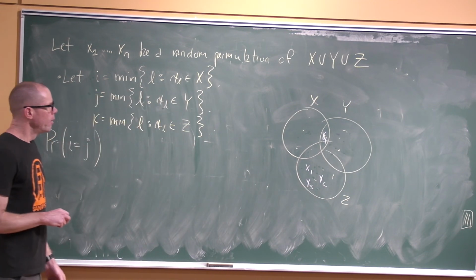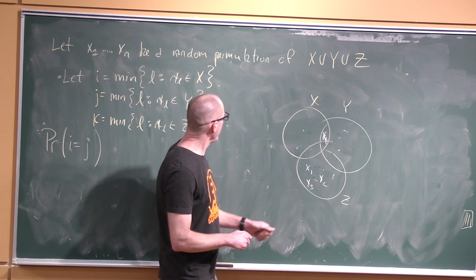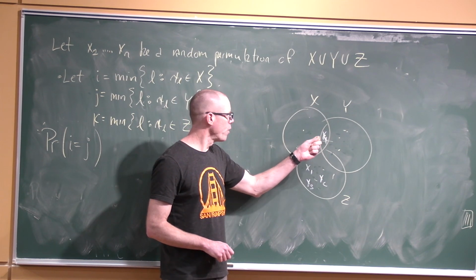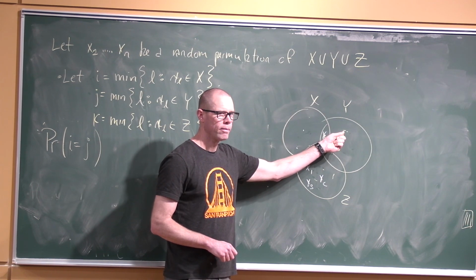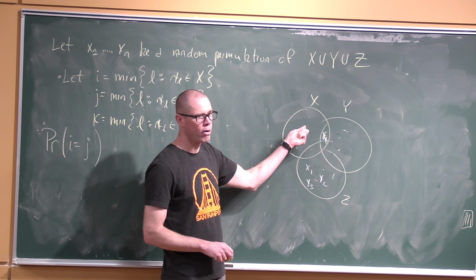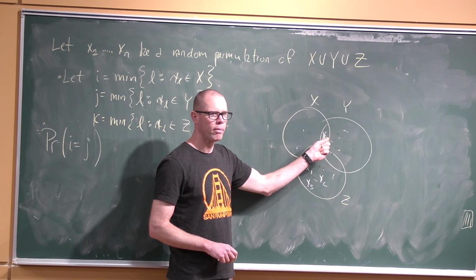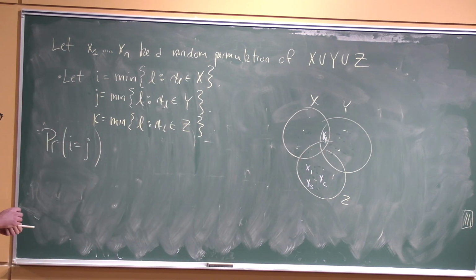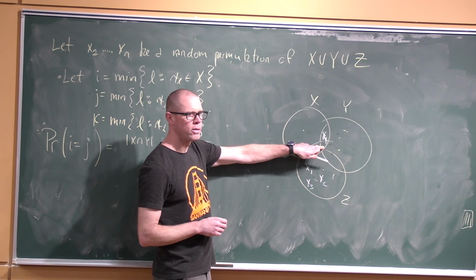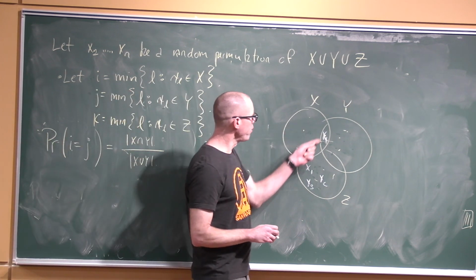Okay? But wait a minute. What is this x4? How did I pick this thing? Well, I took things from my random permutation. I skipped over the ones that were in z until I found the first one that was in x or y. So that means it's just a random element in x or y. So maybe x4 could have been over here, or could have been over here. But I'm interested in the probability that it's actually here in both of them. But wait a second. That probability, look at how many of the choices are in x intersect y, and the set of options I had were everything in x union y.